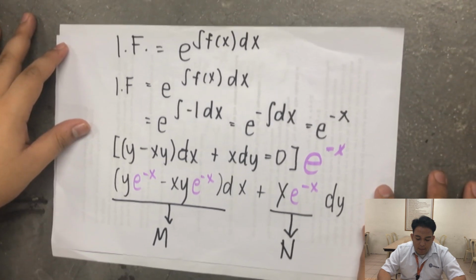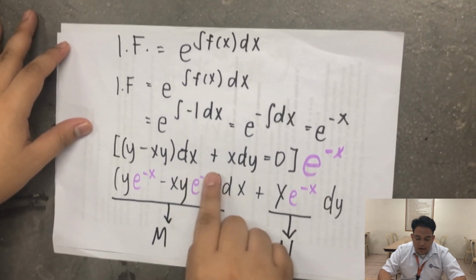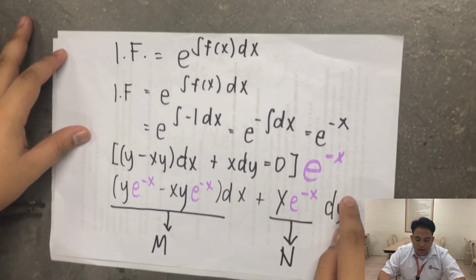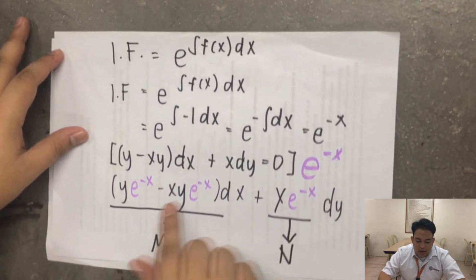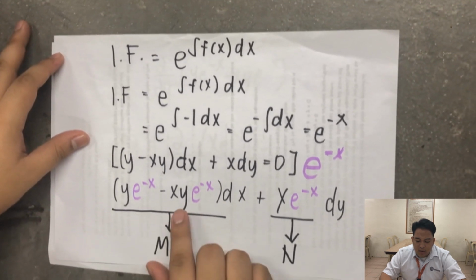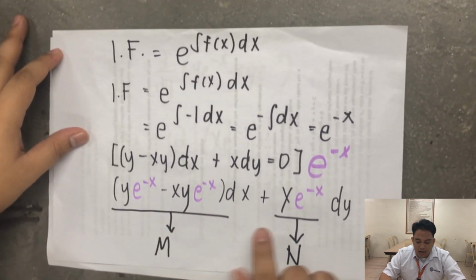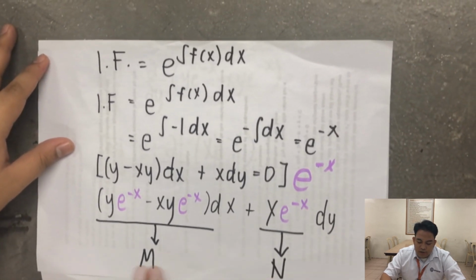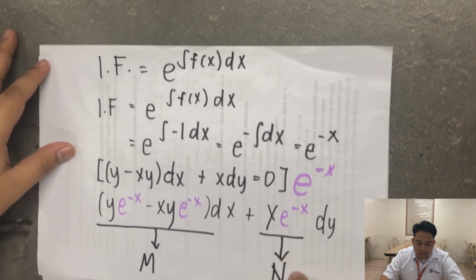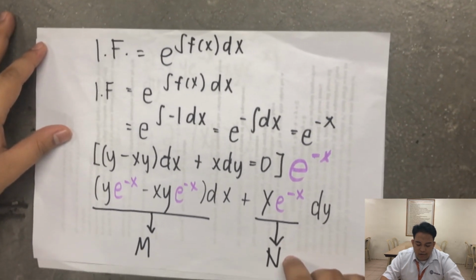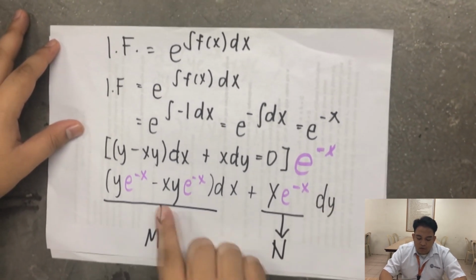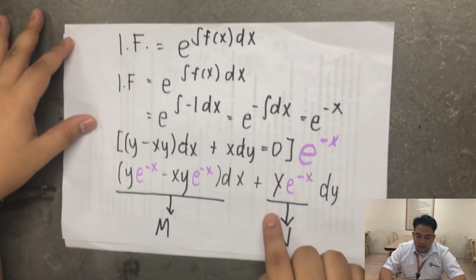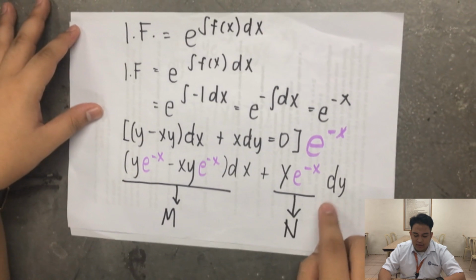So the equation y minus xy dx plus x dy is equal to 0, multiplied by the integrating factor e raised to negative x, gives us (y minus xy) e raised to negative x dx plus x e raised to negative x dy is equal to 0. So we distribute the e raised to negative x to y minus xy and we get y e raised to negative x minus xy e raised to negative x, that will be our M dx, plus x e raised to negative x, and that will be our N dy.